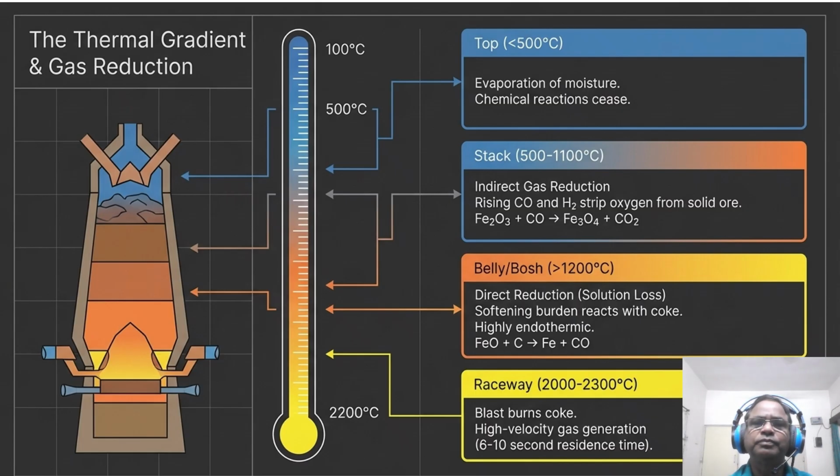Coming to the thermal gradient and gas reduction, this force balance is fueled by the thermal gradient. Now rising carbon monoxide and hydrogen gases strip oxygen from the ore, as we all know, moving from indirect reduction in the stack to endothermic direct reduction in the Bosh. So this entire cycle begins in the raceway, where the blast oxygen burns the coke at temperatures up to 2250 to 2300 degrees centigrade.